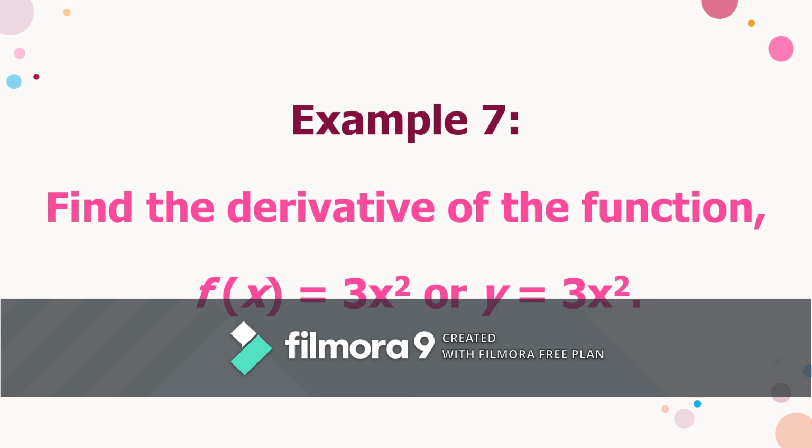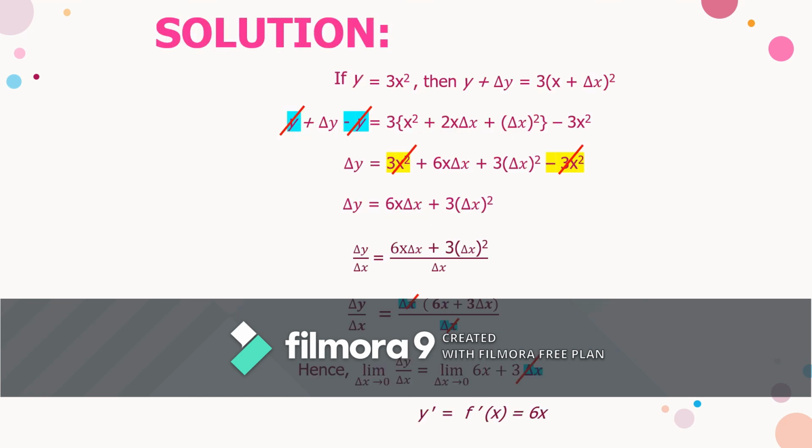Okay, last example, last but not the least: find the derivative of the function f of x is equal to 3x squared. So there is a numerical coefficient, and at the same time, there is an exponent, a power. Okay, we have the solution. If y is equal to 3x squared, then y plus delta y is equal to 3 times the quantity x plus delta x raised to the second power.